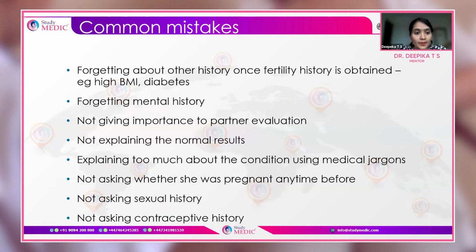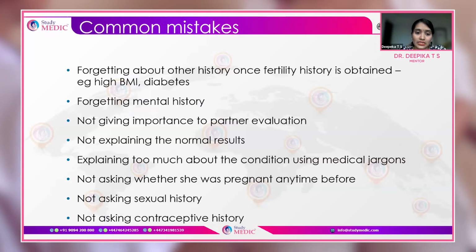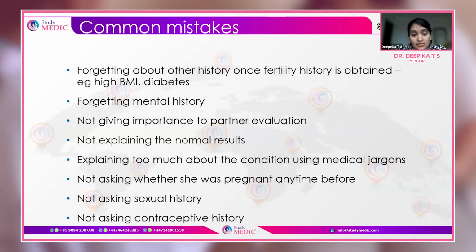So never forget that. And then give importance to partner evaluation, as I've already told. And some people jump onto the abnormal result first. So explain the normal result also, because don't take it as a trivial one. So you have to make sure that the normal test results as well as the abnormal results are explained.